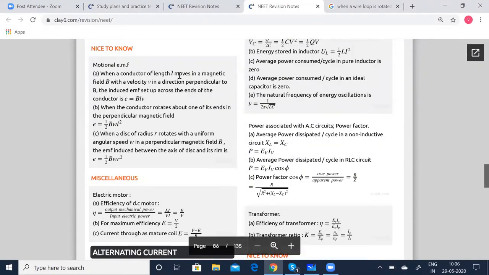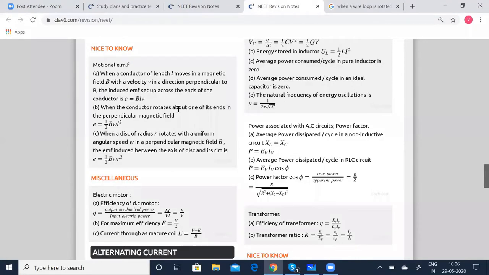When a conductor of length l moves in a magnetic field B with a velocity v in a direction perpendicular to B, the induced EMF set up across the ends of the conductor is E is equal to B l v, where B stands for magnetic field, l is the length, and v is the velocity.